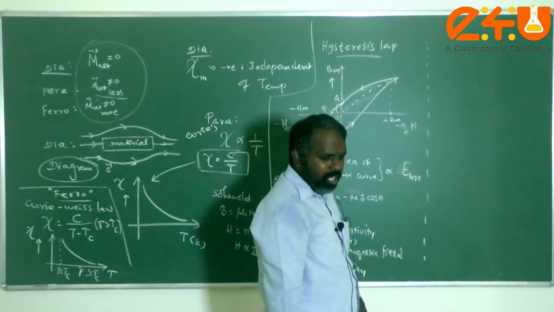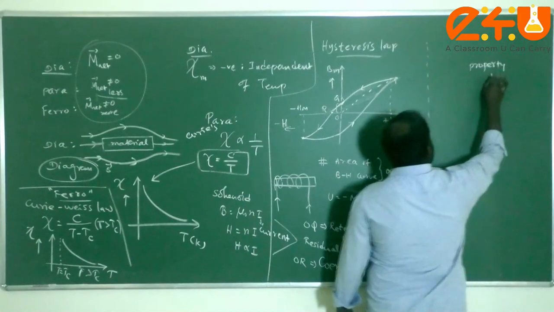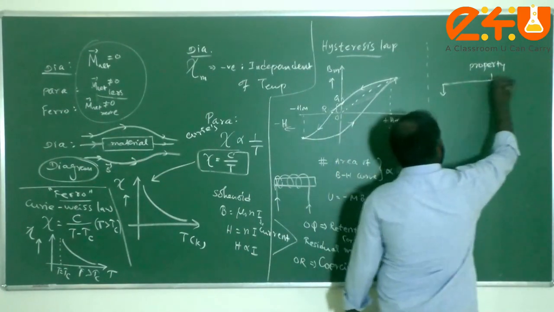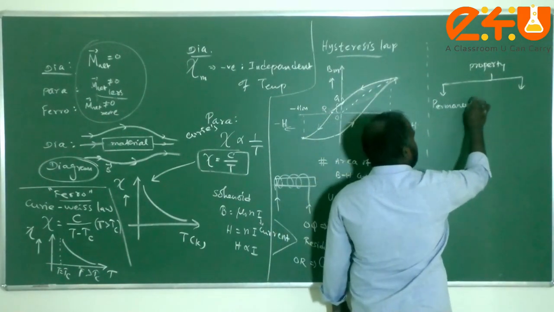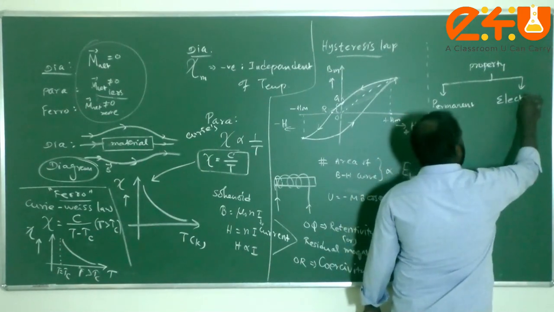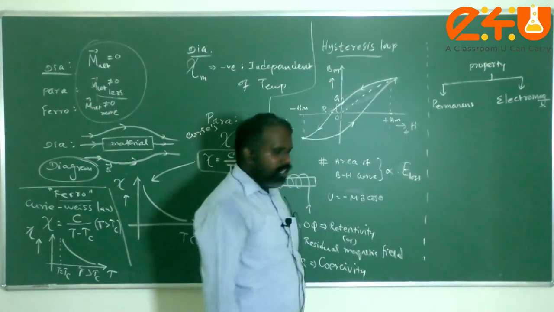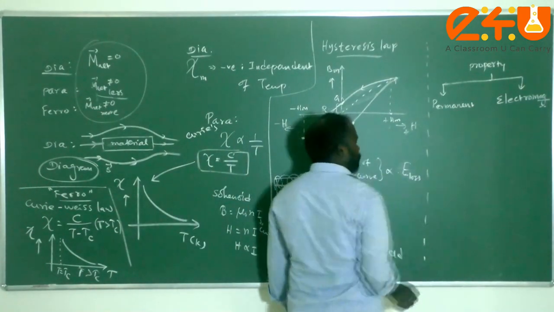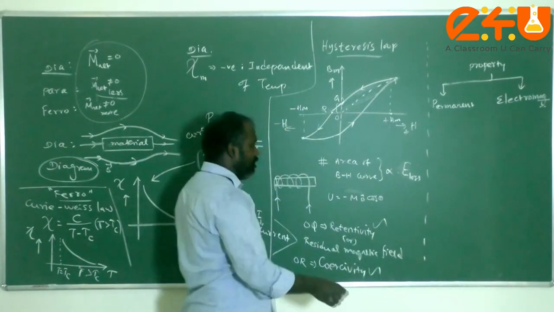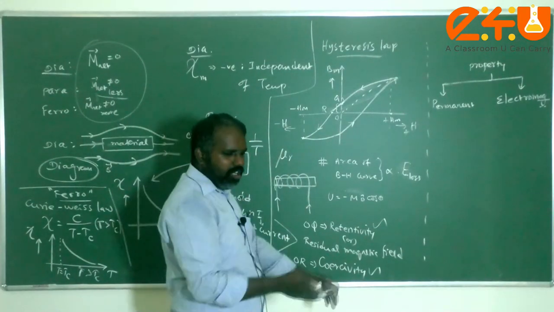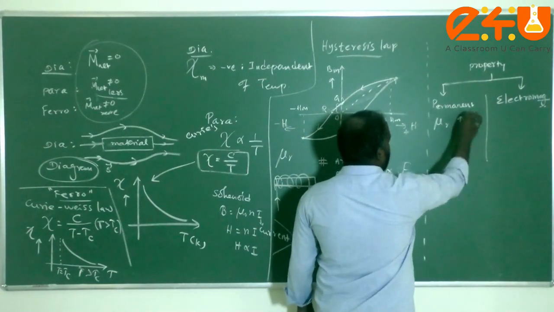Another one is the property of the material, in order to design two kinds of magnets: one is called a permanent magnet, and the other is the temporary magnet or electromagnet. Temporary or what, children? Electromagnetic materials. Yes. So what are the properties here? In the case of a permanent magnet, retentivity, coercivity, and relative permeability are all very large. So in permanent magnets, mu r should be very large.